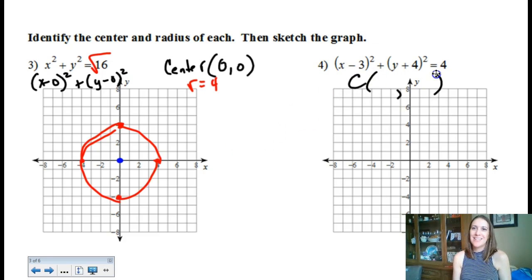All right, the center location is at, remember opposite signs, it's a built-in negative, the (h, k). So we have a center at 3, negative 4. And then the radius length is the square root of this, so the radius is 2. So plotting a center at 3, negative 4. And then a radius of 2. Let's go up 2, down 2, right 2.